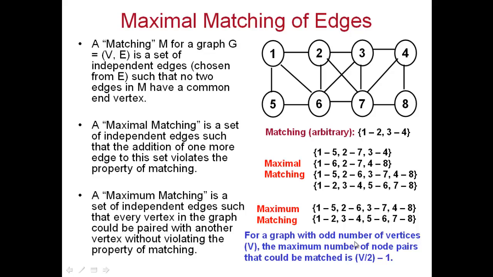Now if v is an odd number, of course then we cannot definitely for sure match every vertex with some other vertex, right? Because it's an odd number. So we are going to have only v over 2 minus 1 pairing. So if the graph has 7 vertices, we are going to only have 3 pairs of edges. But still we can call that a maximum matching because the graph has an odd number of vertices. So that's the difference across these 3 terminologies.